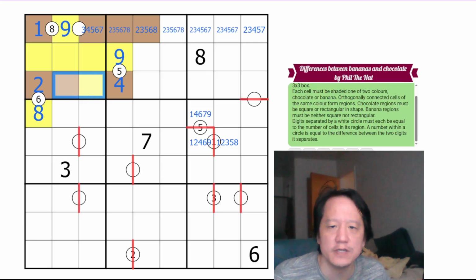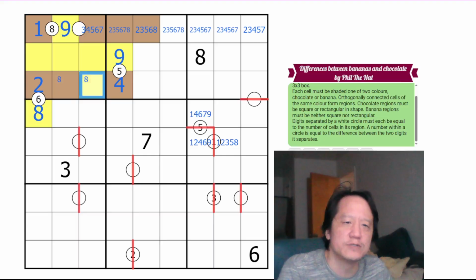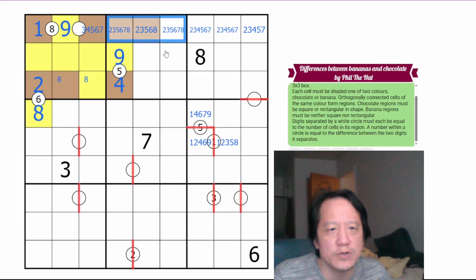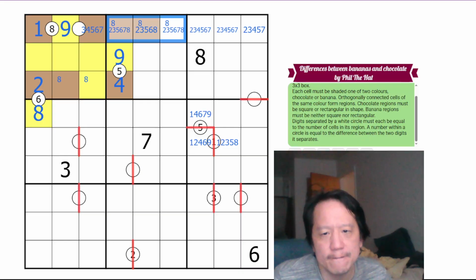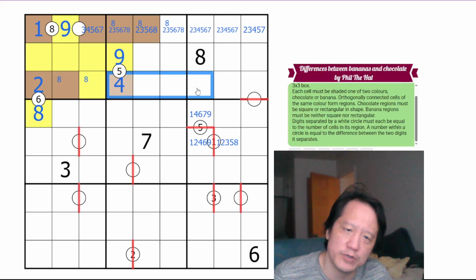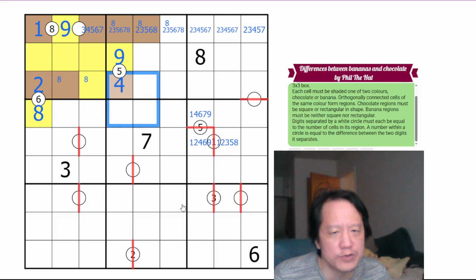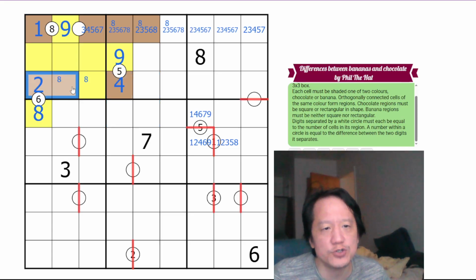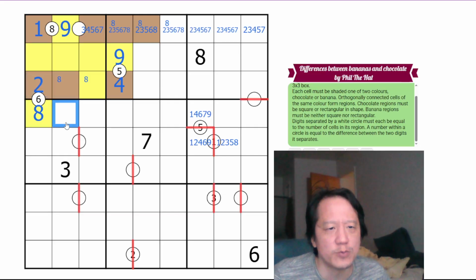Where is 8 in box 1? It must be one of those two. 8 has to be one of those 3. This is either going to be 4 as a rectangle or 4 as a square. We're not sure which. These are both 2. So it has to form a rectangle, so this must be yellow.